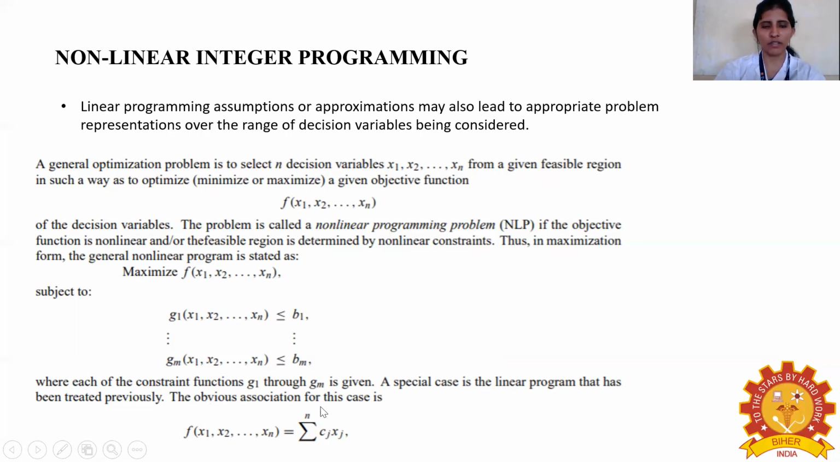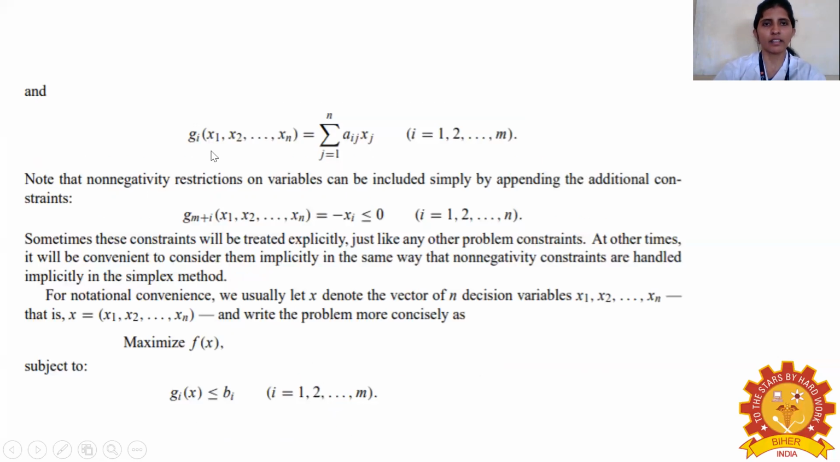So the obvious association for this case would be f of x1, x2, and so on xn will be equal to summation over n of cj xj. So cj is nothing but the coefficient of the variable xj, and gi is nothing but the set of constraints g1 to gm where i varies from 1 to m. Okay, so gi of x1, x2 to xn will be equal to summation of j equals 1 to n of aij xj. Okay, aij is the coefficient of the variables in the constraints.